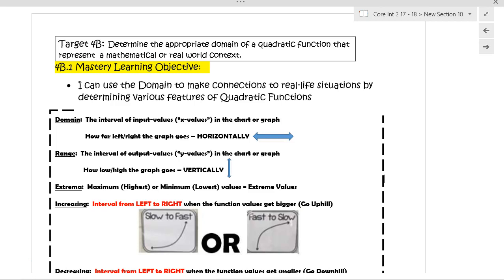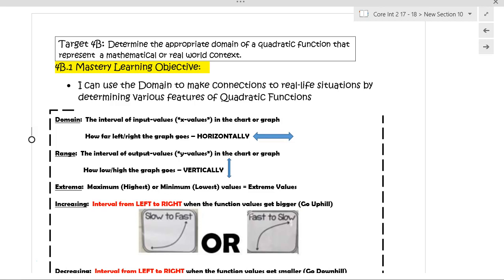So again, what's domain? The domain is the x value, so how far left to how far right the graph goes. Domain is going to be one of the biggest things that's different in real-world context, because we always said it went forever in both directions. But if you think of a ball being thrown in the air and then landing, it doesn't continue burrowing into the ground forever. It stops. So in the real world, our domain stops as well.